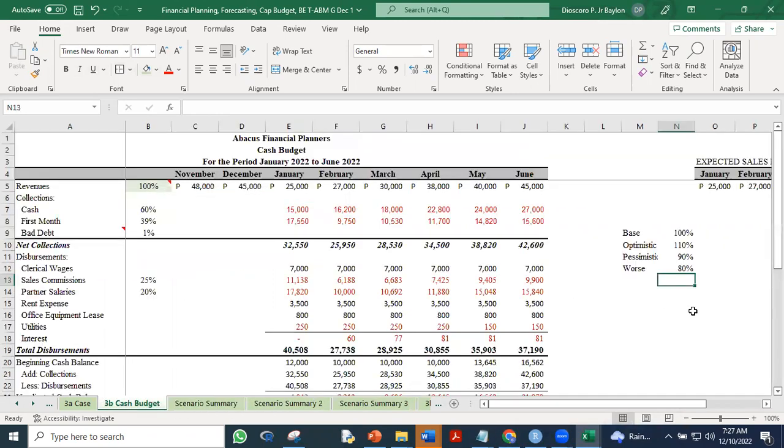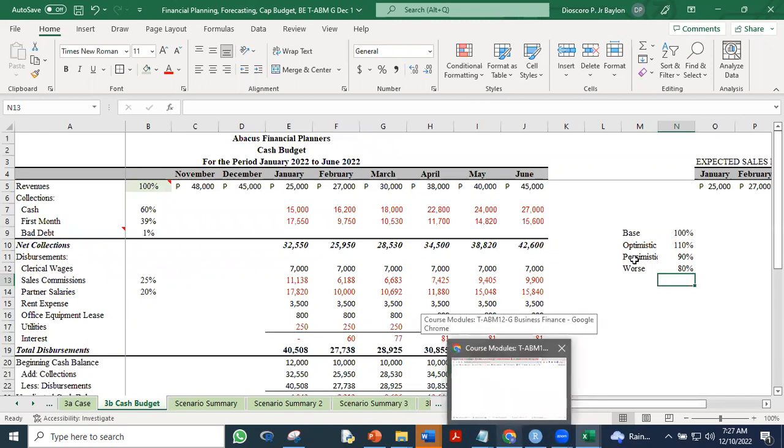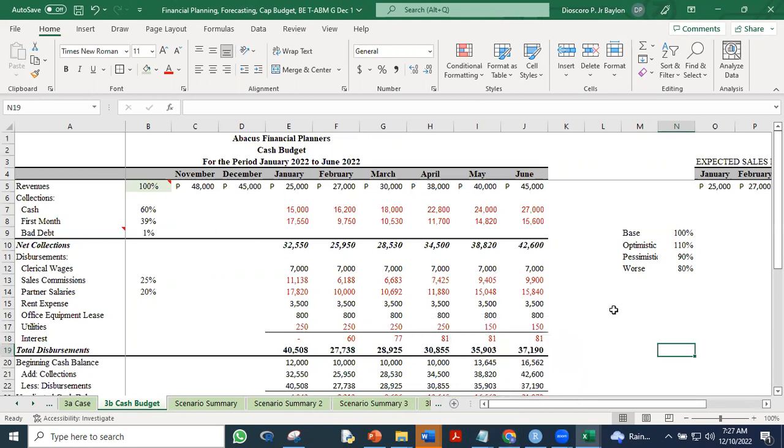Should you have any questions, please feel free to just PM me. Okay, so this takes care of the discussion on cash budget. Oh, in the finals, it will not, of course, require a scenario manager.